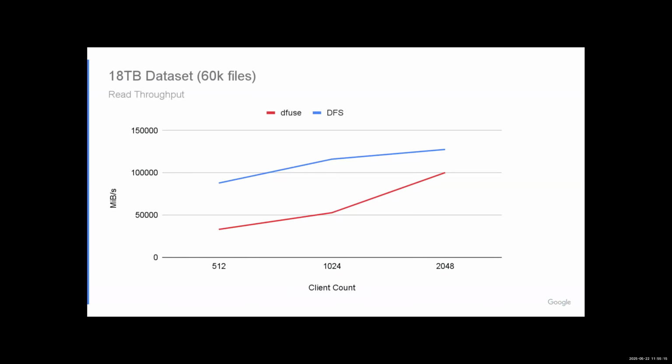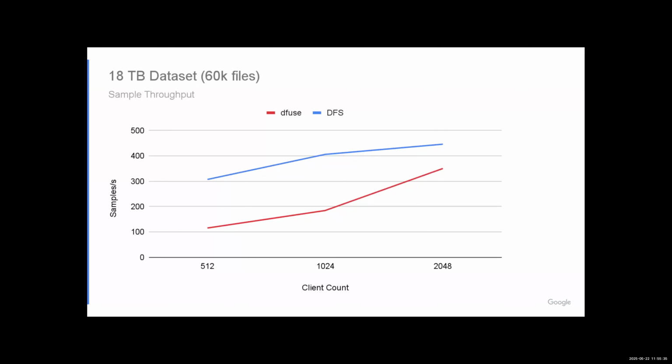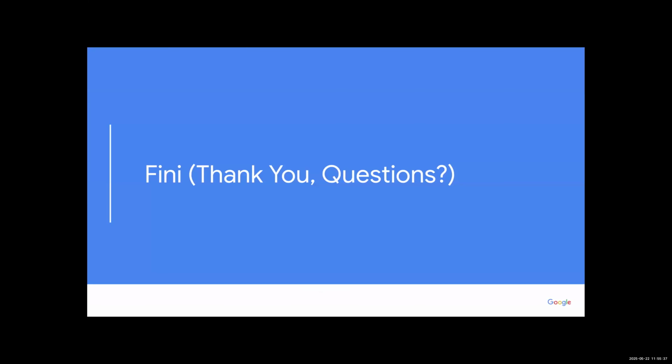As I mentioned, I did a previous benchmarking effort with a smaller data set and larger client counts. This is from a couple of months ago, but we can see that, again, DFS nicely outperforms DFuse and also is able to run at these larger client counts. That's the sample. So that's what I got. Happy to answer any questions.